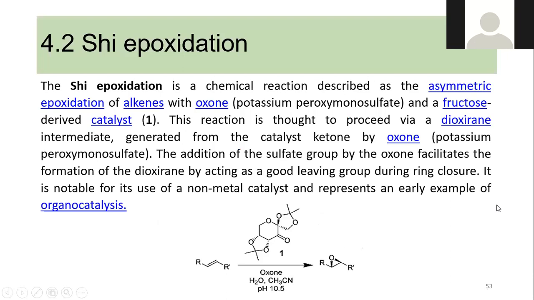The next one is Shi epoxidation. Shi epoxidation is also an asymmetric epoxidation of alkene with oxone. Here, the catalyst used in Shi epoxidation is a ketone. It is a fructose derivative, and the reaction proceeds via dioxirane intermediate generated from the catalyst ketone by oxone. The addition of the sulfate group by the oxone facilitates the formation of dioxirane by acting as a good leaving group during the reaction, and it converts the simple alkene to the epoxide.